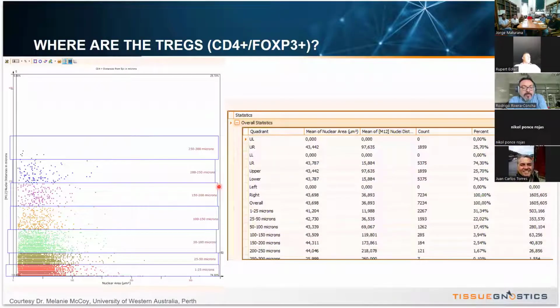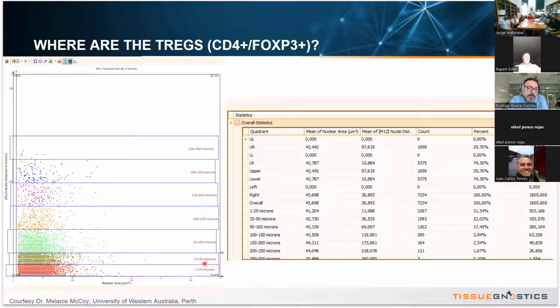And in this scattergram, we see what is called an input gate on CD4. That means each dot that you see here represents a CD4 positive T lymphocyte in a tissue section. On the x-axis is the nuclear area, on the y-axis the distance in micrometer. And we can now make gates here that represent distance zones: CD4 positive cells that are up to 25, 25 to 50, 50 to 100 micrometers away from the next tumor area, and so on.